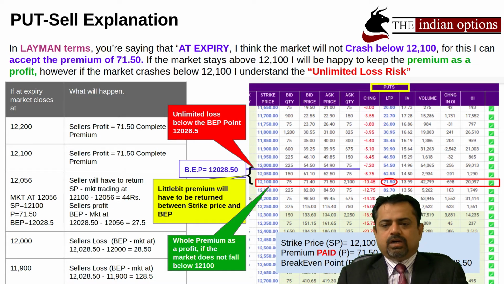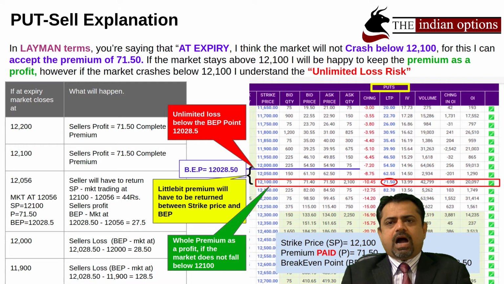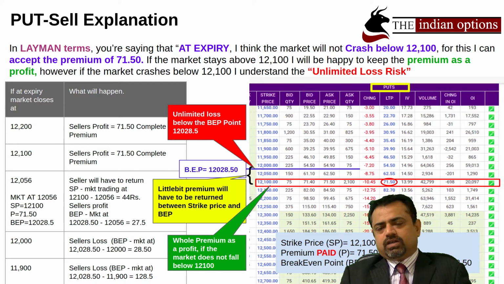Now in the yellow box I'm saying that if the market closes between 12,100 and the BEP, that is the break-even point, which is 12028.50, then you will have to part with some of the premium that you have got. So you have got 71 rupees 50 paise. Maybe you'll have to pay a little bit of premium back to the buyer based on where the market closes between these 2 points. We'll go into more detail about that.